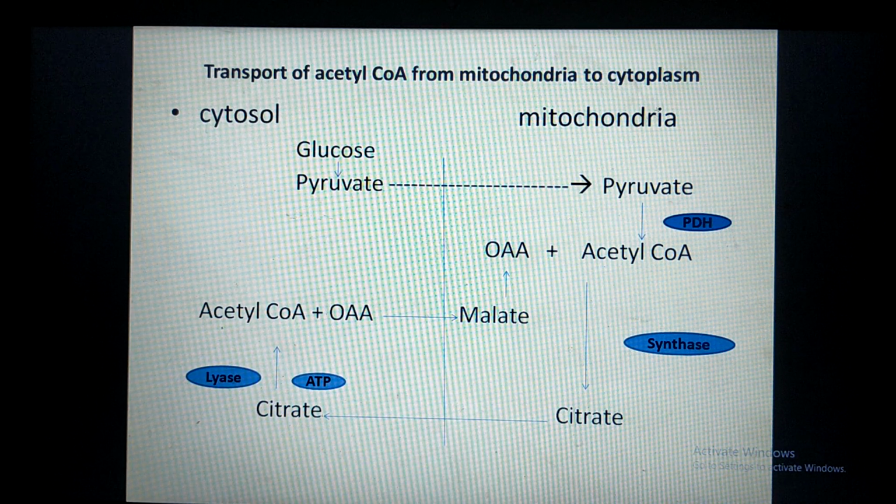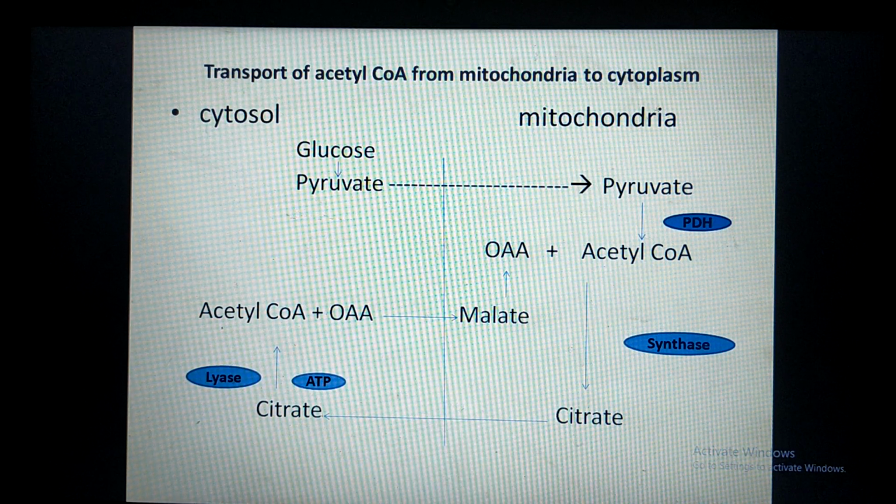Citric acid, when it is formed in the fasting state, is formed in low quantity. Therefore, it does not cross the inner mitochondrial membrane. Now when citric acid enters into the cytosol, the enzyme ATP citrate lyase acts on this citric acid, and with the help of energy from ATP, it breaks the citric acid into acetyl CoA and oxaloacetate. So in this way, acetyl CoA is now available in cytoplasm.